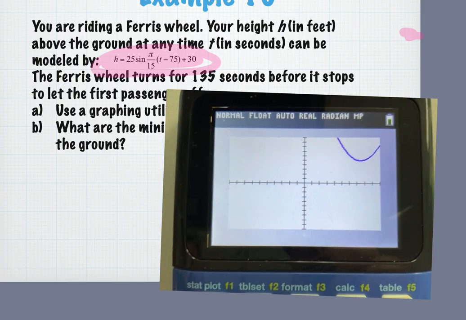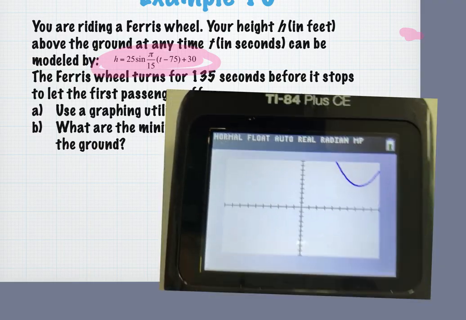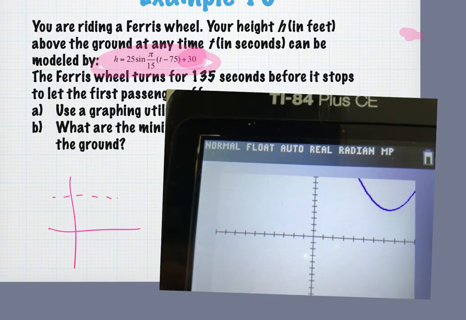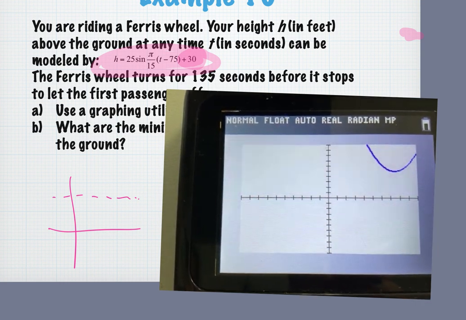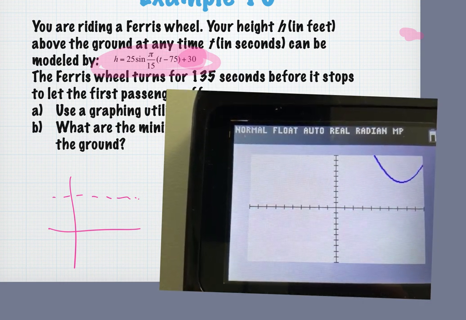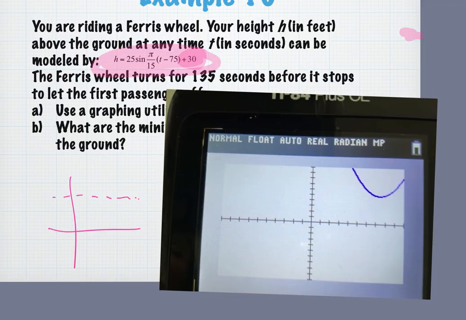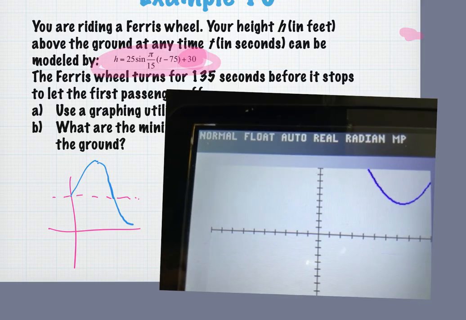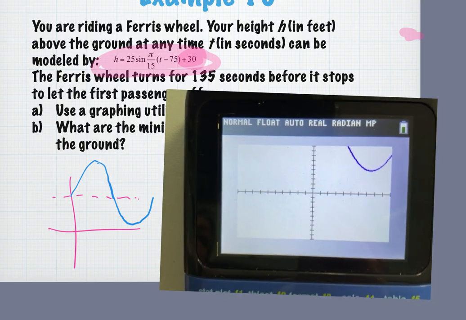If you think about the parts of your equation, the vertical shift, the 30, is where the midline on your graph is because it gets shifted up from 0. And then we added an amplitude of what? What's your amplitude on this equation? 25. So from 30, we went up 25, came back down to 30, went down 25, and came back up. The reason we're not seeing our whole graph is simply because of our window.